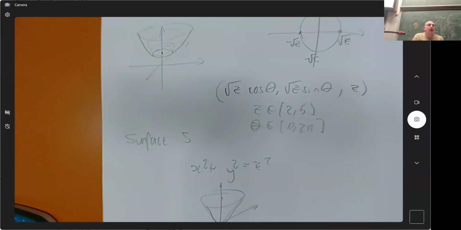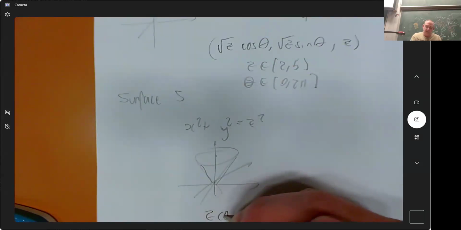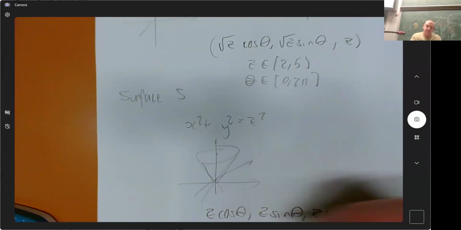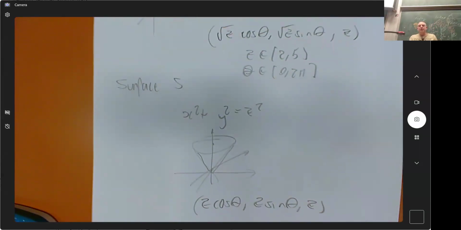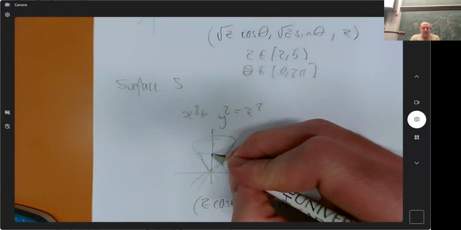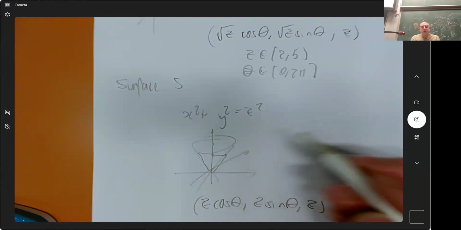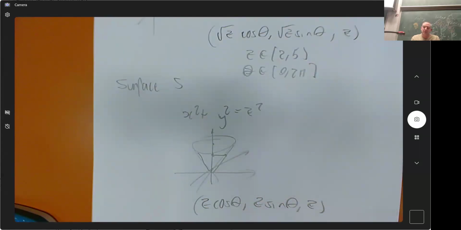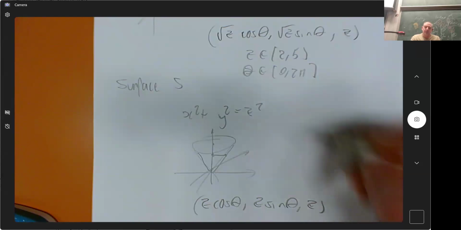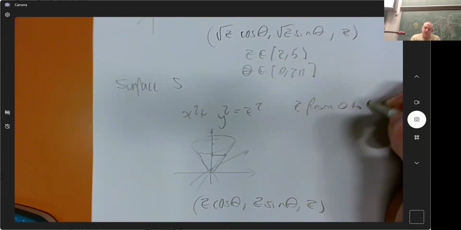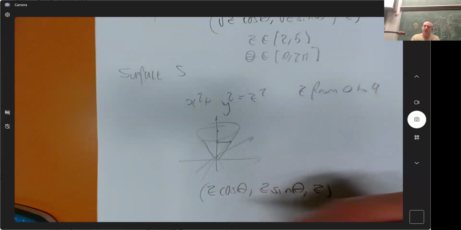It would be like z cos theta, z sine theta, z. That's because at height z, the radius is z, and so this slope is always 1. So that's pretty cool, actually. So from 0 to 9 or whatever.